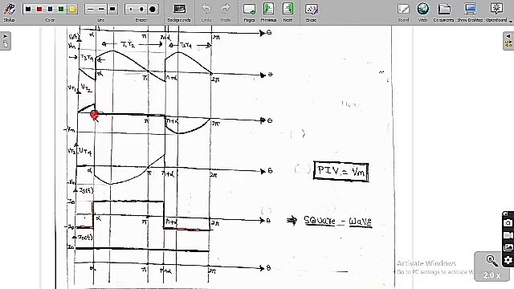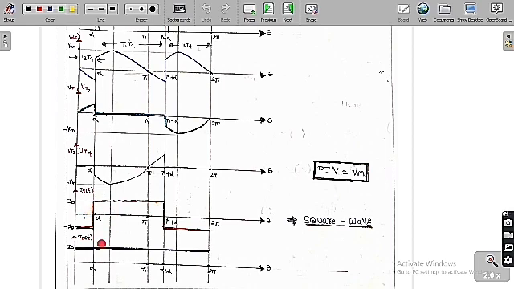Now I want to draw the thyristor voltages. I want to draw the thyristor voltage for T1, T2 and T3, T4, and also the output current. See, this is called the output current and this is called the source current.